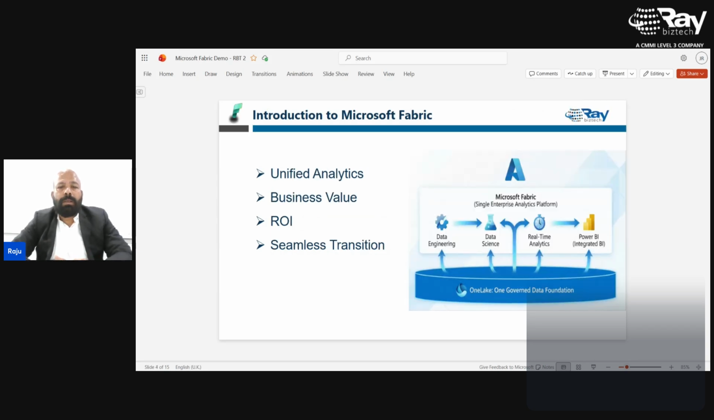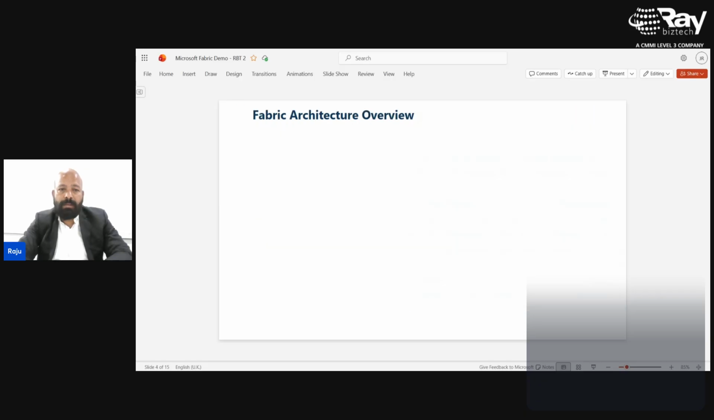Coming to the introduction to Microsoft Fabric. Microsoft Fabric is a unified platform for analytics, and it covers data engineering, data science, real-time analytics, and Power BI, all stitched together. The core of Fabric is OneLake, one unified, governed data foundation. This gives you the business value and the ROI. The seamless transition part I will talk about in the later slides.